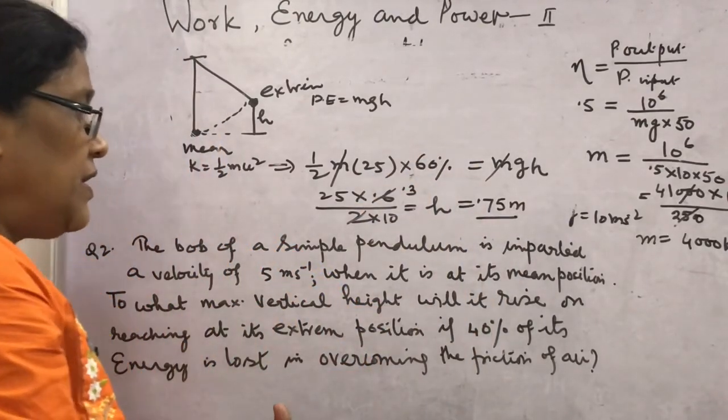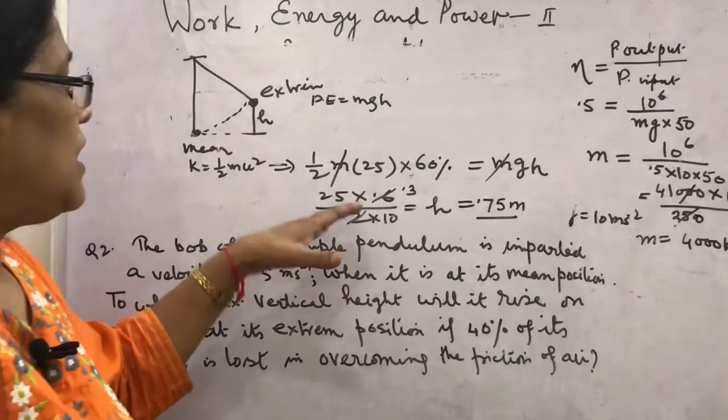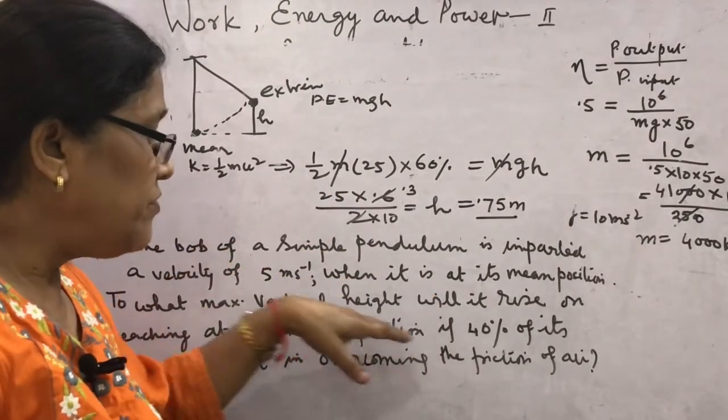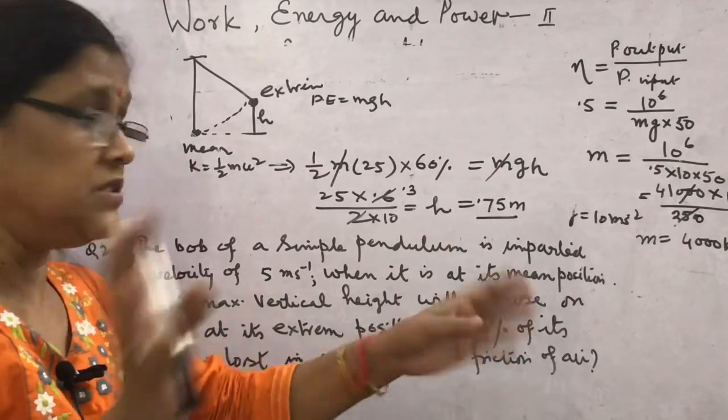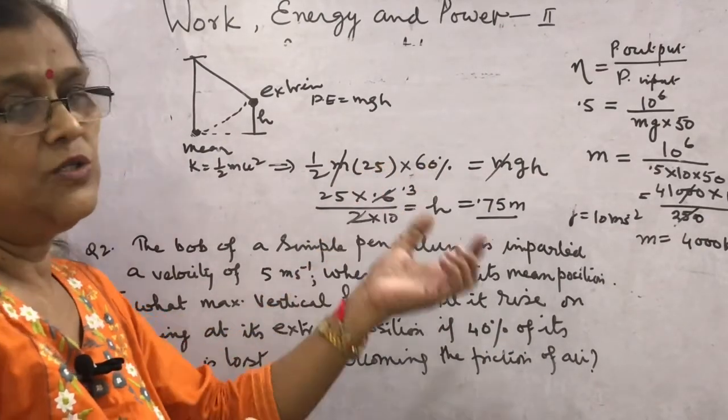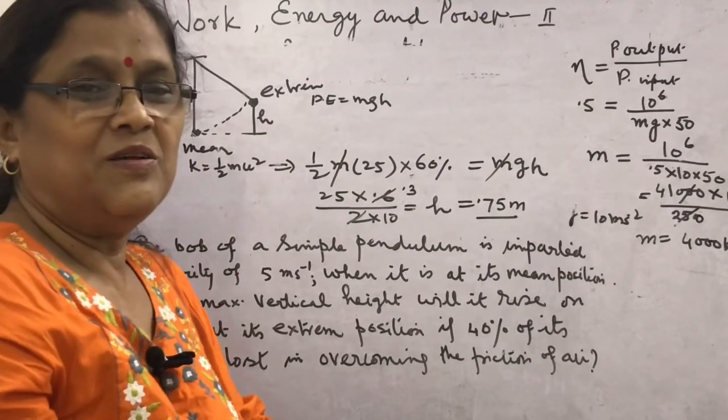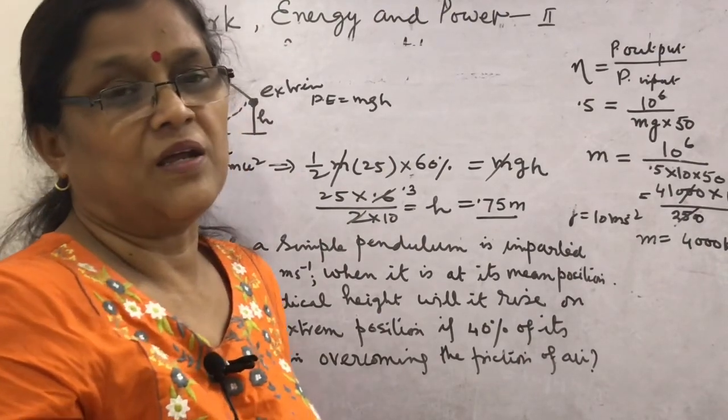So in this way you will solve the question, and whatever value is given, use your mind that if this much energy is lost, then what is energy retained? 60%. So I hope you will be able to solve any type of numerical given.